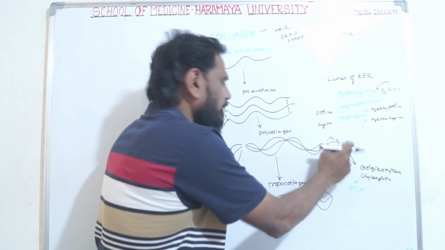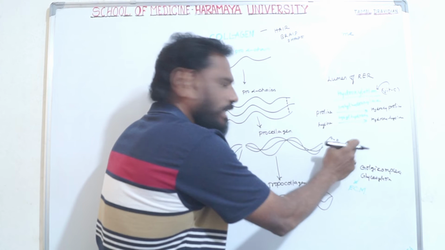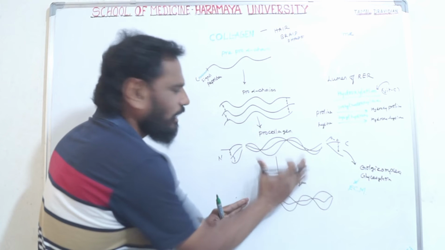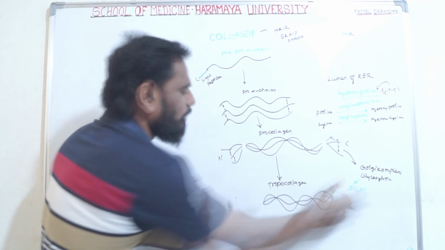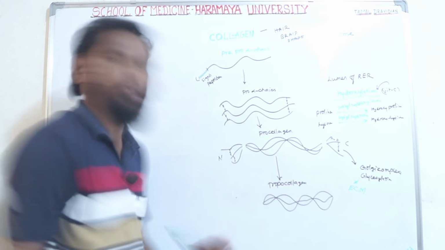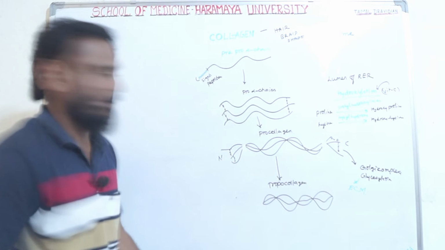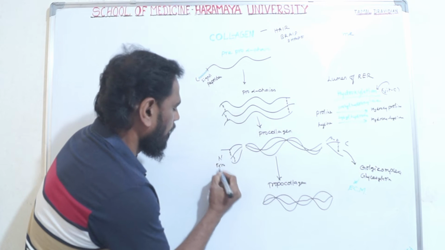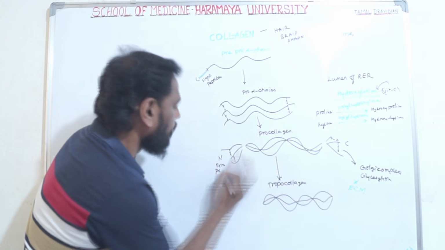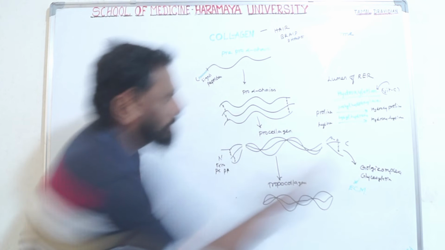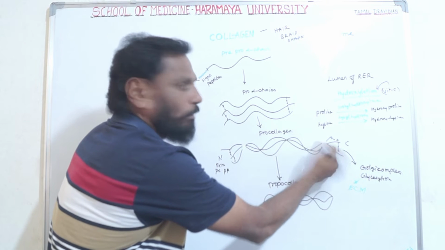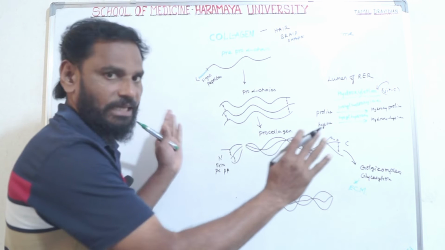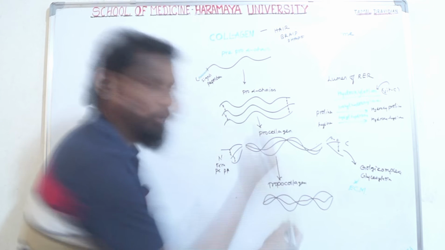And the C terminal pro-collagen propeptidase enzyme will cleave this one. Then after removal of the bulgy part, you get only this part, which is called tropocollagen. Clear? The 2 important enzymes, N terminal pro-collagen propeptidase and C terminal pro-collagen propeptidase, will cleave these disulfide linkages. Clear? Then you get tropocollagen.